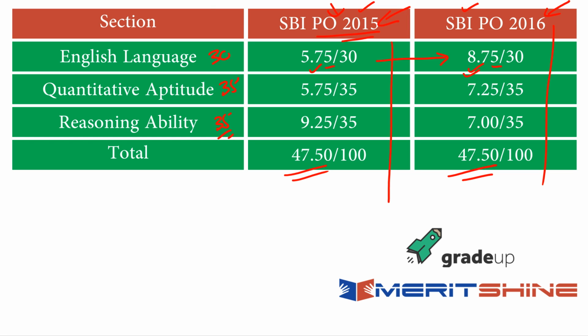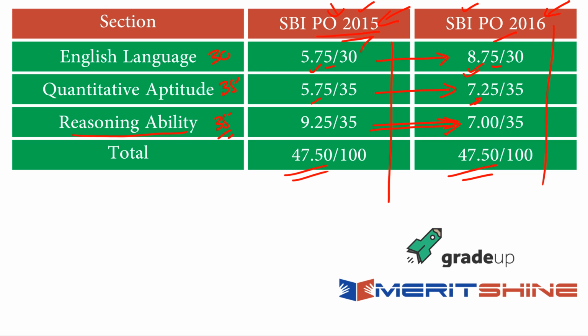So the same was the case with quantitative aptitude: almost the same pattern, almost everything the same, difficulty level and everything, and the cutoff just shot up slightly. So it might go up if the pattern remains the same. The one major change in these two years, from 15 to 16, was in the reasoning ability section. I'll discuss it in detail later.